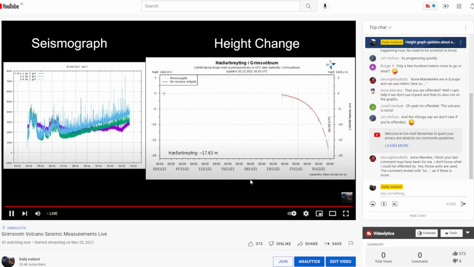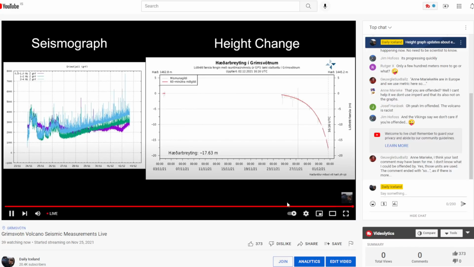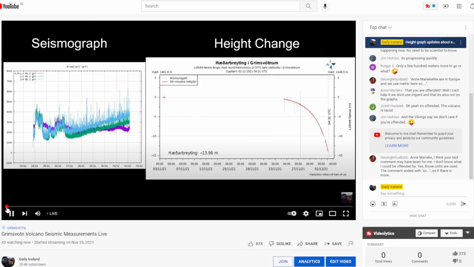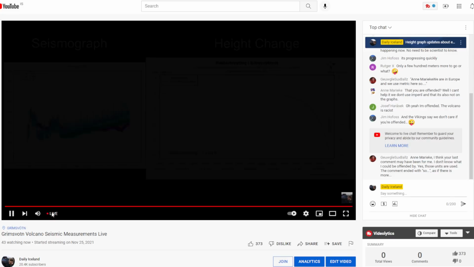Now, I'm watching it live now. Currently, it's dropped 17.63 meters from the peak height that they measured earlier in the year. Now, if we rewind, I don't know how far we can go back, 12 hours. So 12 hours ago, it was 13, almost 14. But we were at 11, I believe it was around 11 and a half, 24 hours ago, and now we are, let's just go back live.